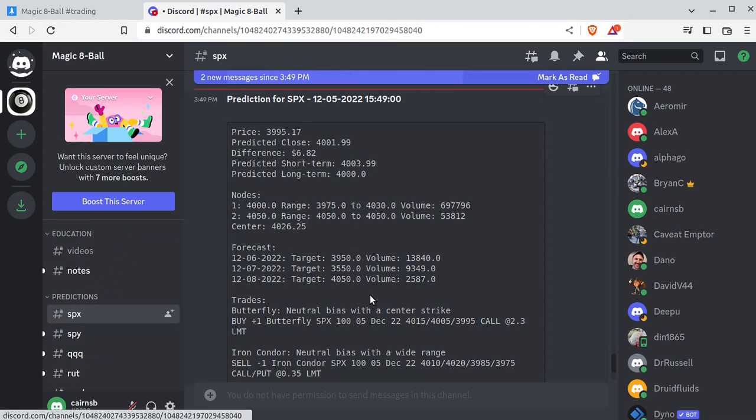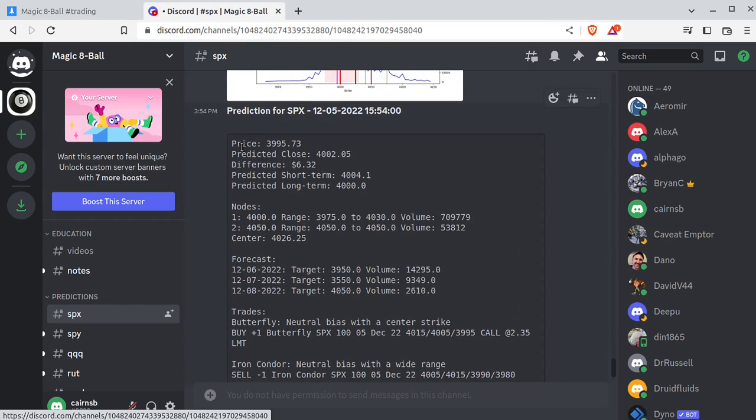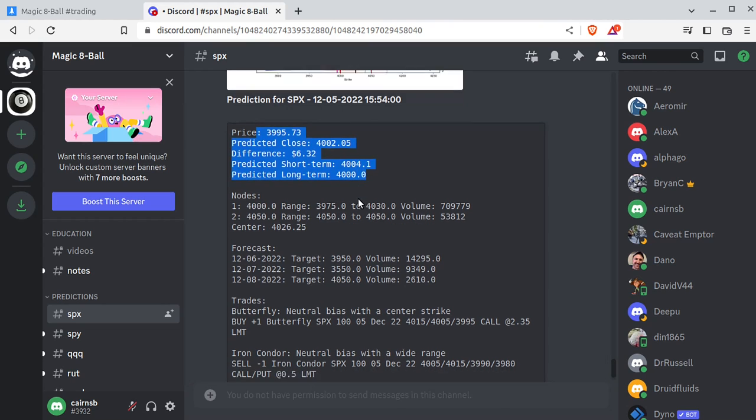And I've covered these predictions in detail in a previous video, but let's kind of pick it apart. So current price, 3,995. Predicted close is 4,002. $6 price difference. Short term means soon. Again, we've got about 6 minutes, 7 minutes left in the market. And long term assumes there was no end. It would go to midnight. You notice these are very, very close to each other. So right around that 4,000 mark is where it's going to go.